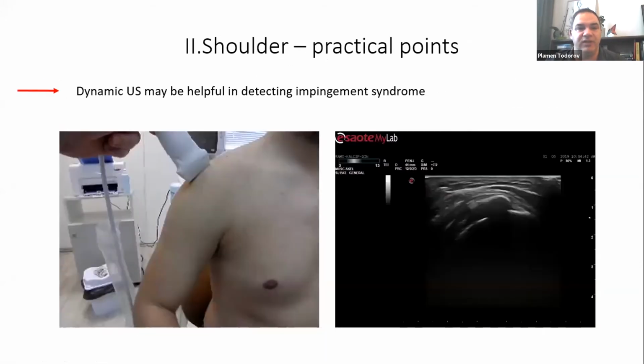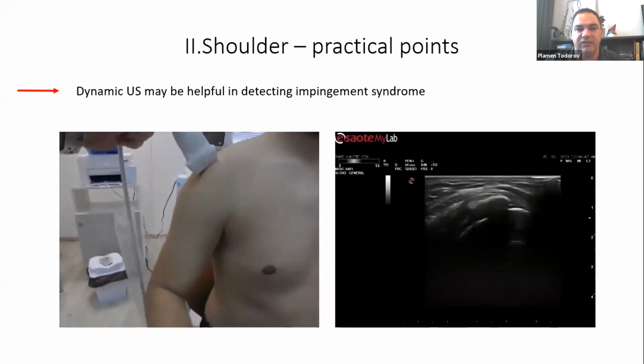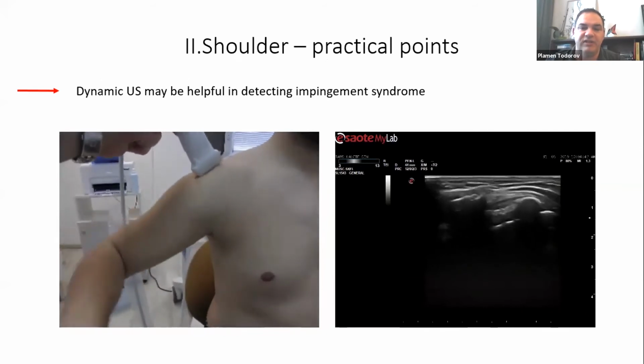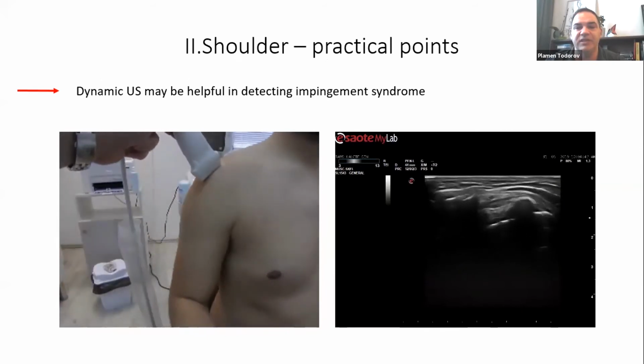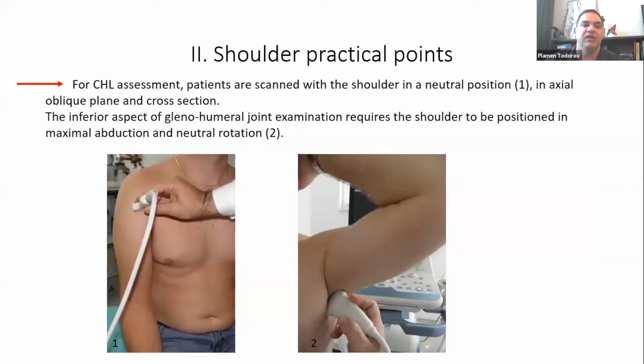tendons for pathology. Dynamic ultrasound might be helpful in detecting impingement syndromes, like here in the image with calcification that impinges on the acromion in abduction, and it cannot just slide beneath it. So there's impingement at the supraspinatus tendon. So dynamic maneuvers are very important, especially in the shoulder examination.